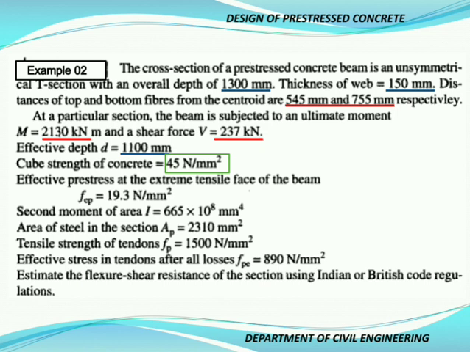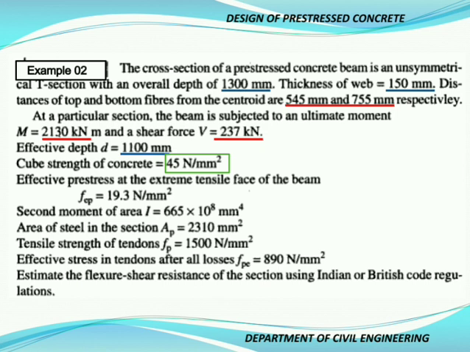The cross section of a pre-stressed concrete beam is a symmetrical T-section with an overall depth of 1300 mm. The thickness of the web is 150 mm. Distances of the top and bottom fibers from the centroid are 545 mm and 755 mm respectively. At a particular section, the beam is subjected to an ultimate moment of 2130 kilonewton meter and a shear force of 237 kilonewton. Effective depth of the section is 110 mm, that is small d.